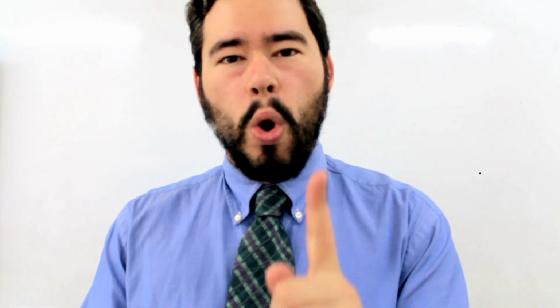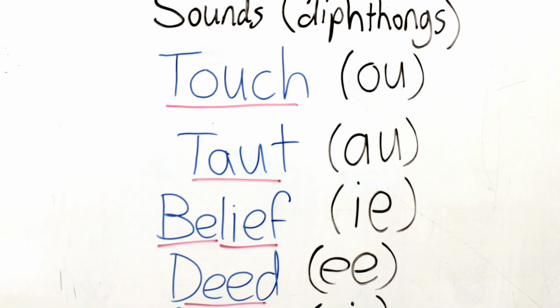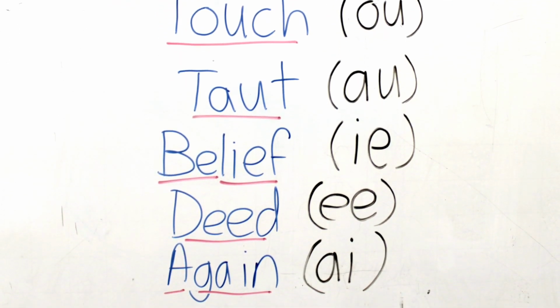Another type of syllable that might seem a little confusing at first is something called a diphthong. That's just a very confusing way of saying that 2 vowels can come together to make 1 sound. Here are some examples on the board behind me. Touch, taught, belief, deed, again. So look at touch, we have O and U. Look at taught, A and U. I'm not going to say all of them, but in the word again, we have the N sound, A and I together. Some British people might say again. Most Americans, it's just N, again.